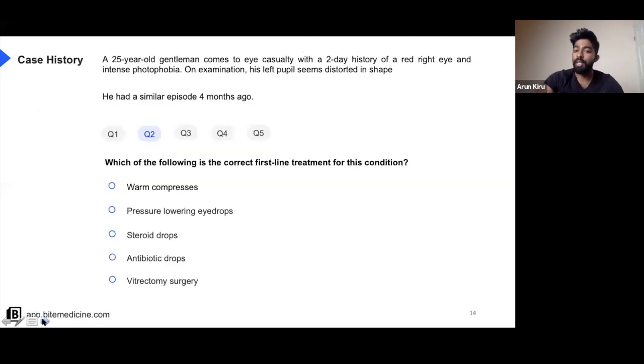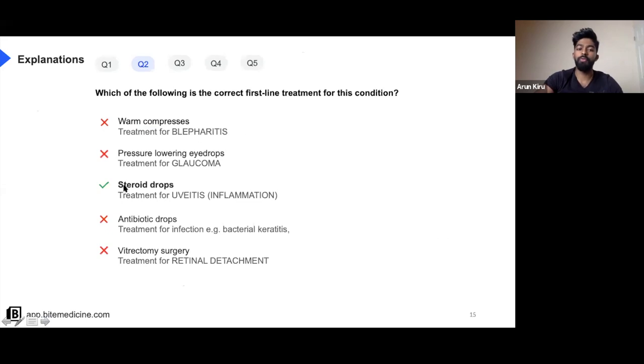And if I told you that, I'm sure most of you would have gone for steroid drops, because a uveitis is an inflammatory process and you treat any inflammation with anti-inflammatories such as steroids.